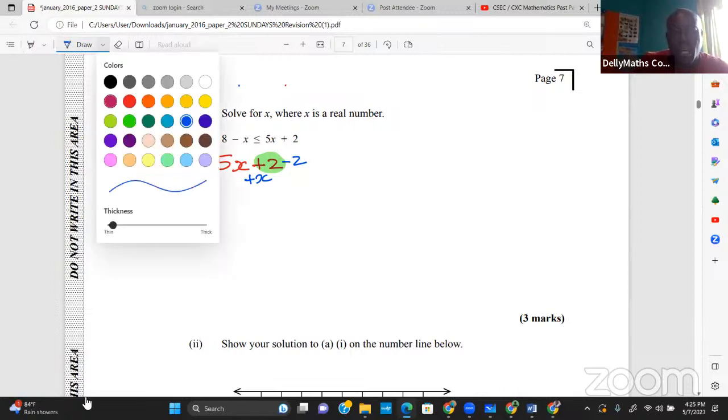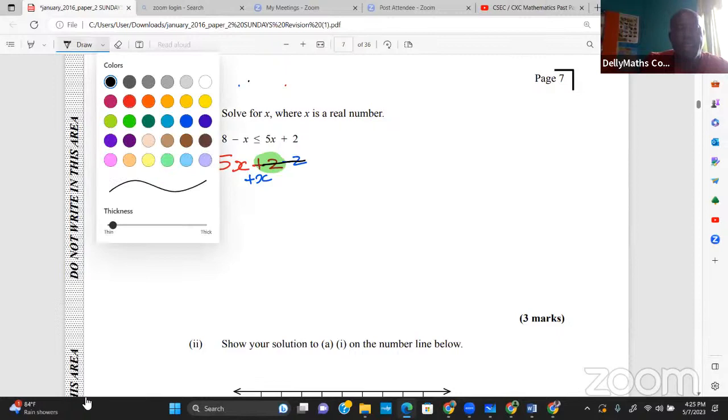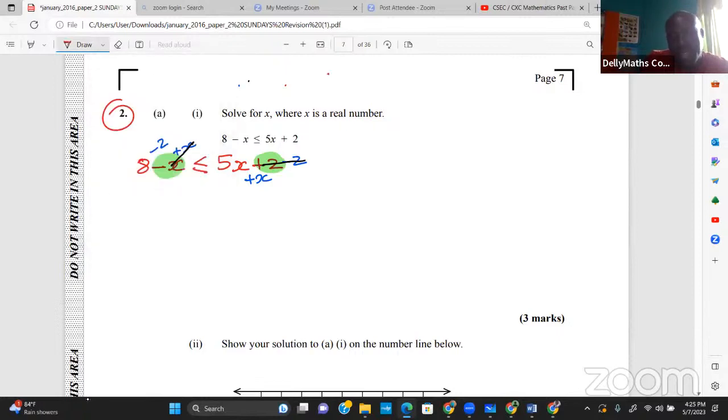Now, in simplification, that becomes a 0. That becomes a 0. So let us write what we really have left. On the left side, I'll have an 8 minus a 2, less than or equal to 5x plus x. So what I have here is 6 less than or equal to 6x. Flowing just like an equation. Do not trouble these unless you are, as we said before, multiplying or dividing by a negative.